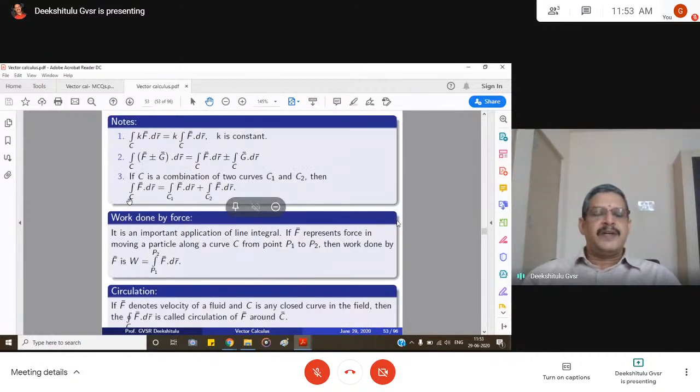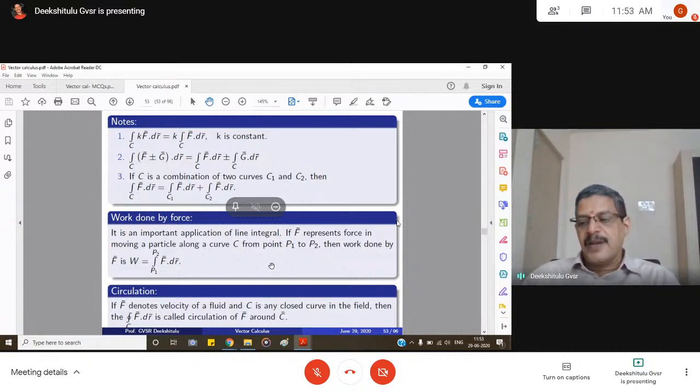So some points here. Integral over C of k times f dot dr, you can take this k out because k is a constant. Integral over C of f plus g dot dr is f dot dr plus g dot dr. And if C is a combination of two curves C1 and C2, then integral over C of f dot dr can be expressed as integral over C1 of f dot dr plus integral over C2 of f dot dr. These three properties, we will be using frequently.